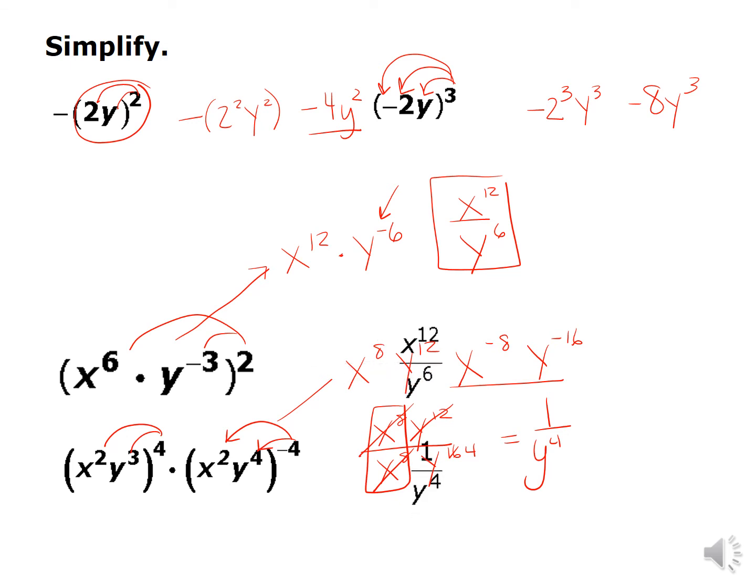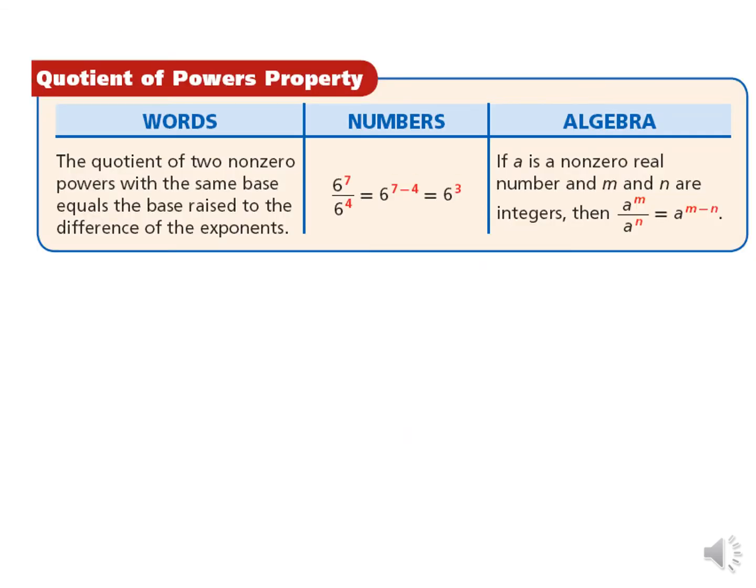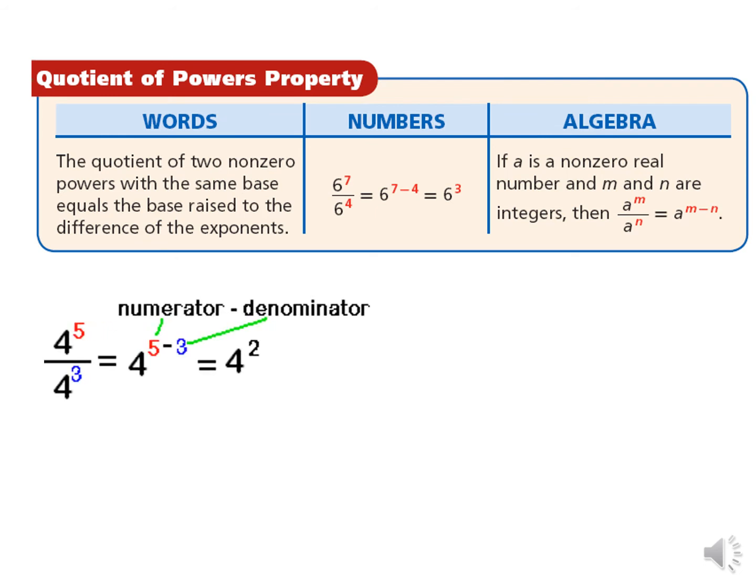Oops, there's your answers. Okay, the quotient of powers property is telling you that when you have two exponents with the same base, so notice that they have the same base here, then you subtract the numerator minus the denominator.